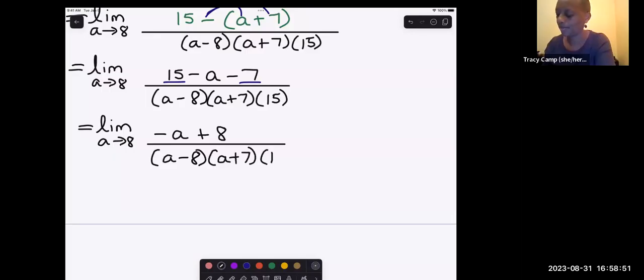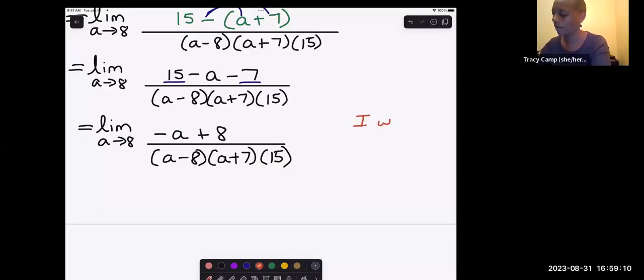Notice that I'm not able to cancel out the a minus 8 yet because in my numerator, I don't have exactly a minus 8. I have the opposite of what I need, a negative a and a positive 8, whereas I need a positive a and a negative 8. So just a little note here.